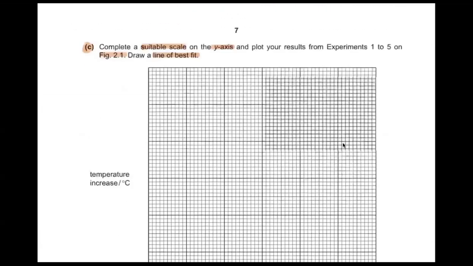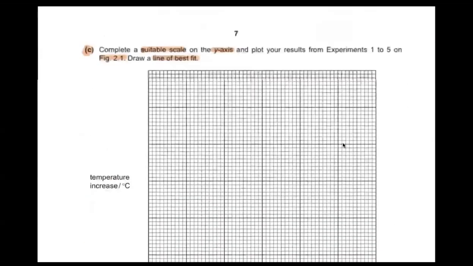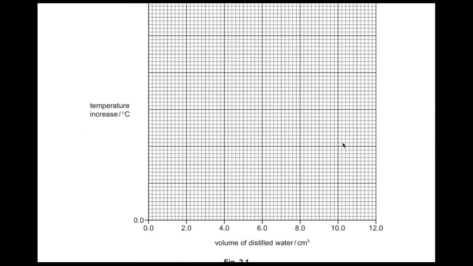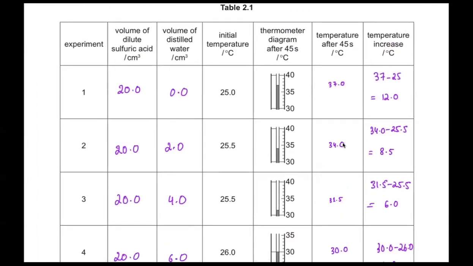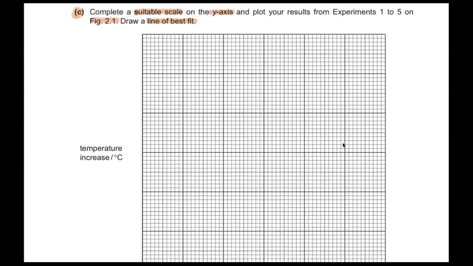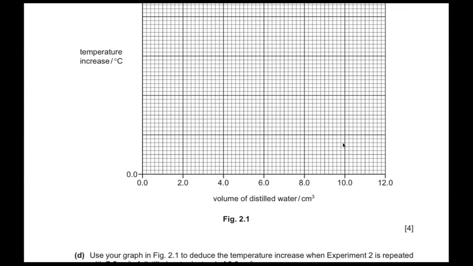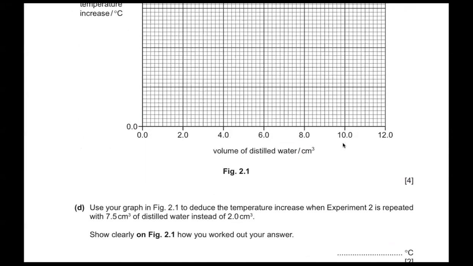Okay. So on y-axis, we have an increase in temperature, and on x-axis, we have a volume of distilled water. So when the volume of distilled water is 0, the increase in temperature is 12, right? Remember, plot the points with the curve or with the cross. Okay, so first let me label it.